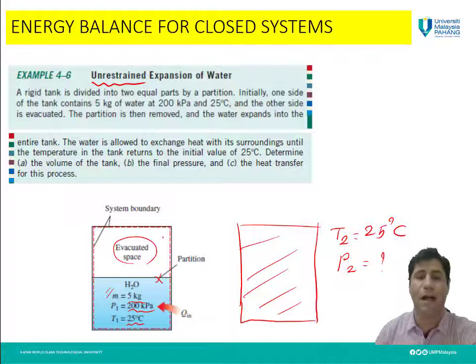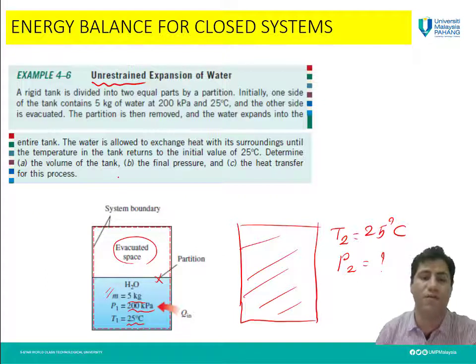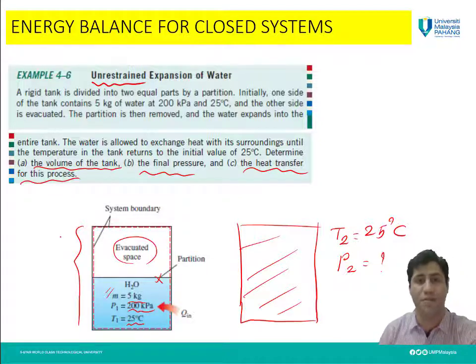And according to the system which we select here, volume can change or can be fixed. Let's see first what we need to find in this example. We need to find the volume of the tank. How much is the volume of the tank? How much is the final pressure inside the tank? And also we need to calculate the heat transfer for this process. The process here is when we remove that partition from the rigid tank.